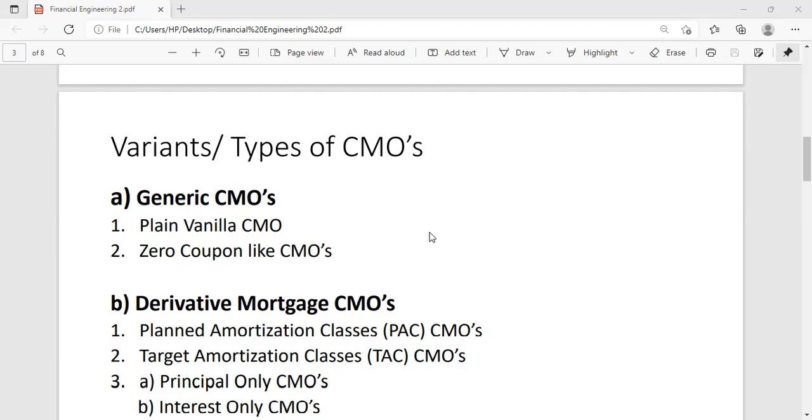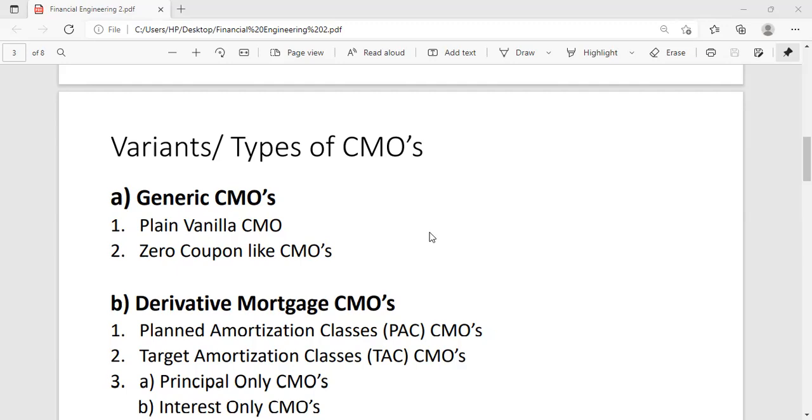All right, in other words, what I mean here is that the trust, which pools the mortgage-backed securities, if the reinvestment rate of the funds pooled by the trust is greater than the rate accrued to the zero coupon like CMOs, then there is a residual. There is a positive residual.